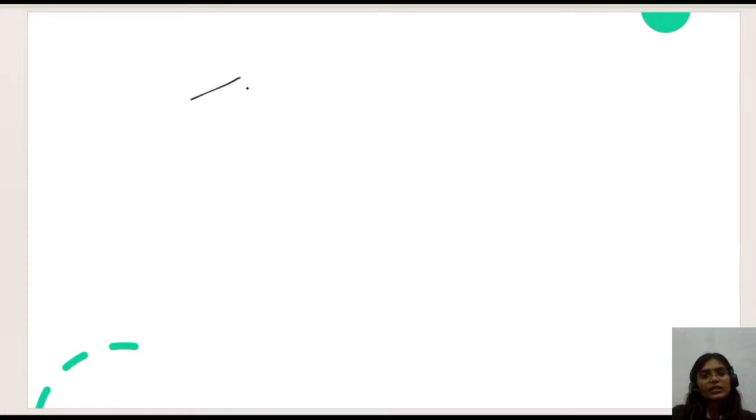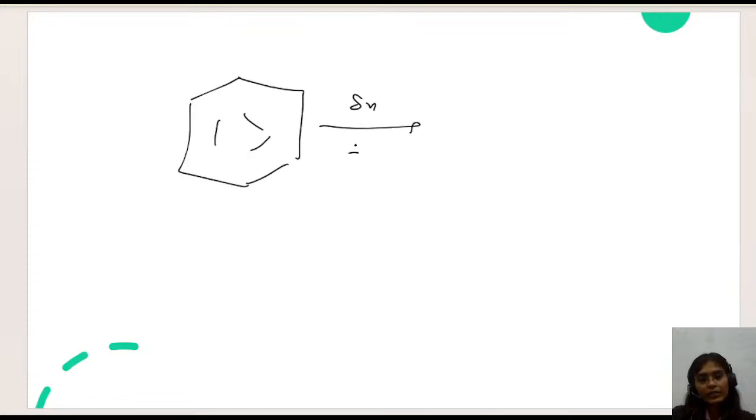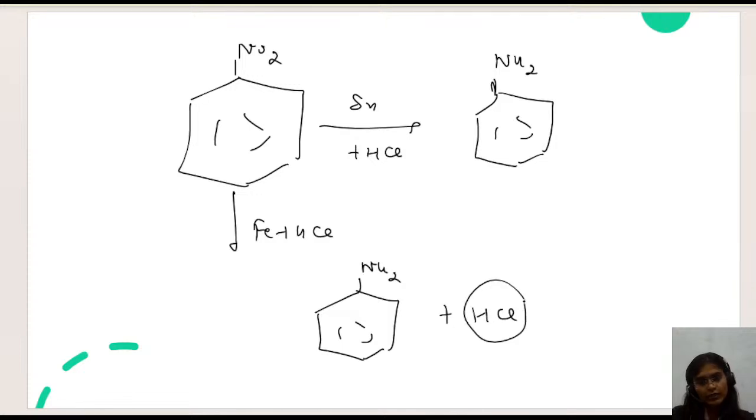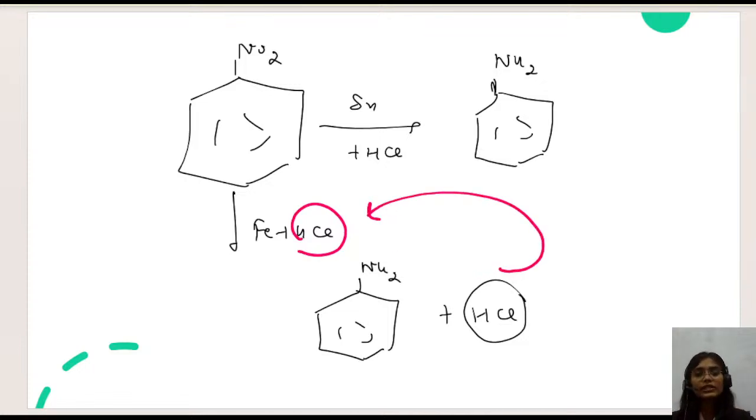So listen, if I am using Sn plus HCl, HCl is the solvent. So what is happening? This is NO2 and this is aniline. But if in the same reaction we use Fe, that gives aniline like the first reaction, and HCl is also generated. So think about it: we require HCl, HCl is generated and transferred again. It's like a cyclic process, a regeneration of HCl in this reaction. So no need to use more HCl.